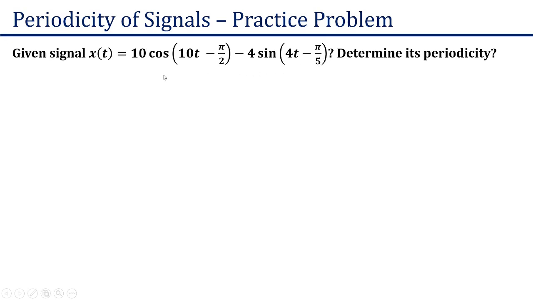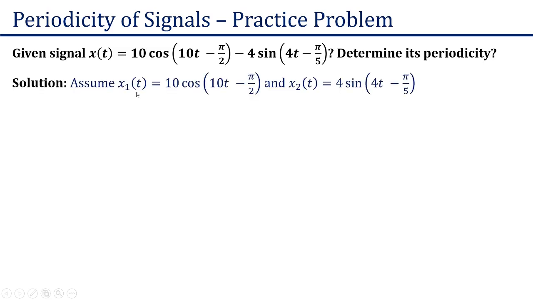It is important to observe here that x(t) is a subtraction of two periodic signals having different frequencies. Let us assume x1(t) is the first component of the signal x(t), which is equal to 10 cos(10t − π/2), and x2(t) is the second component of x(t), which is equal to 4 sin(4t − π/5).